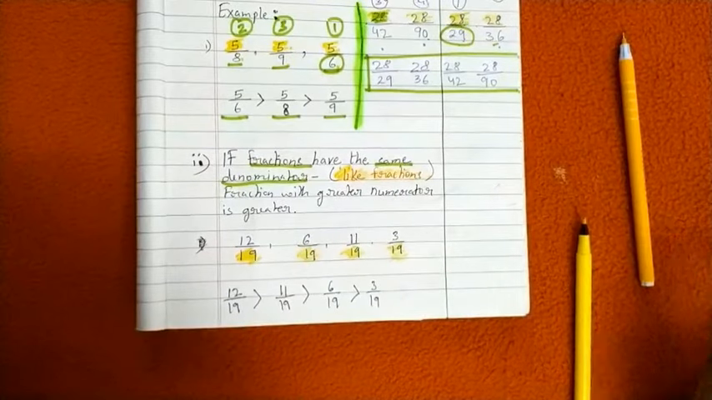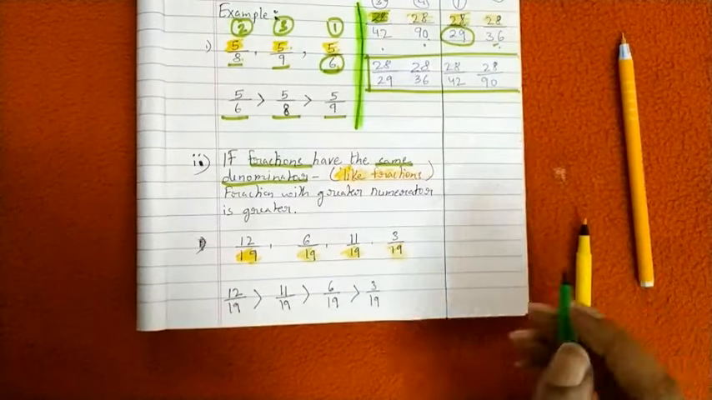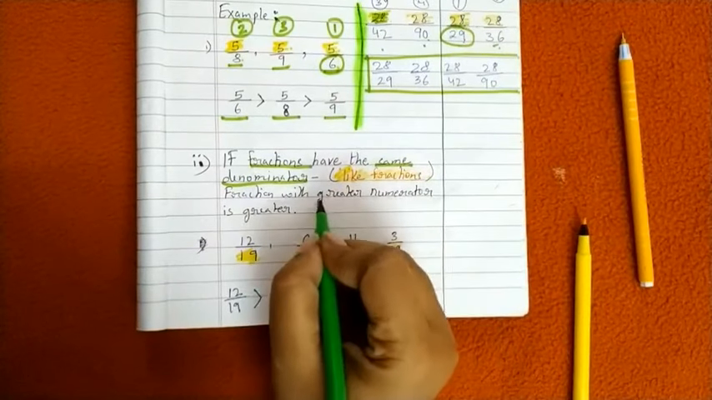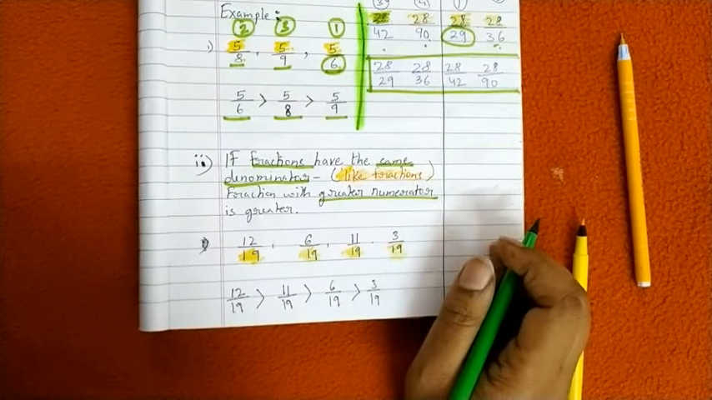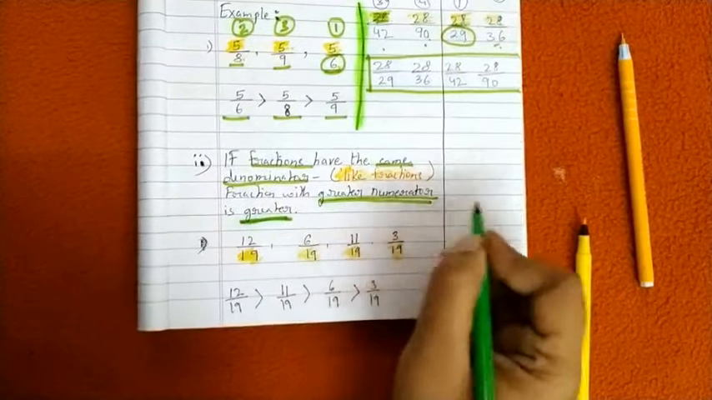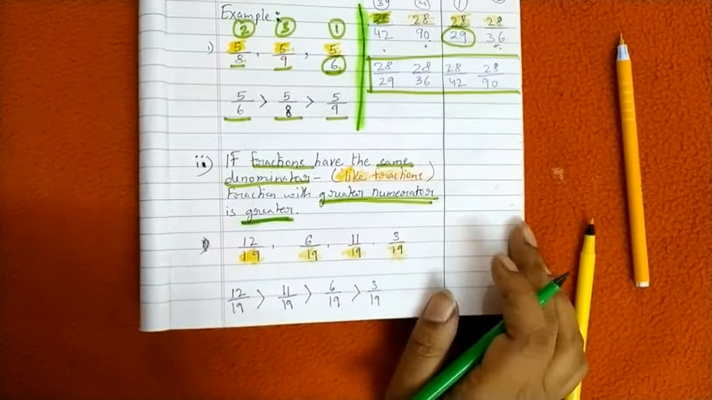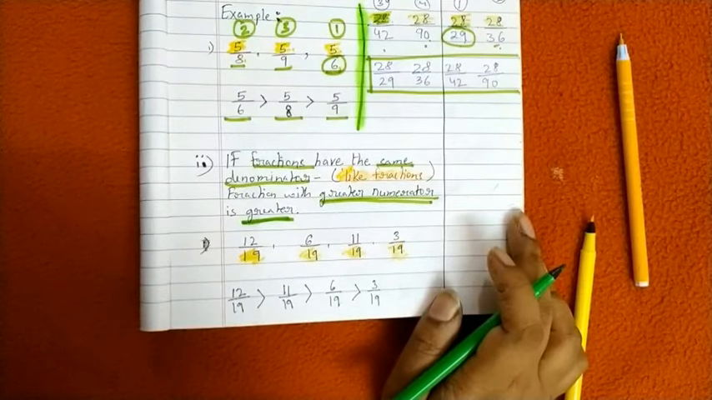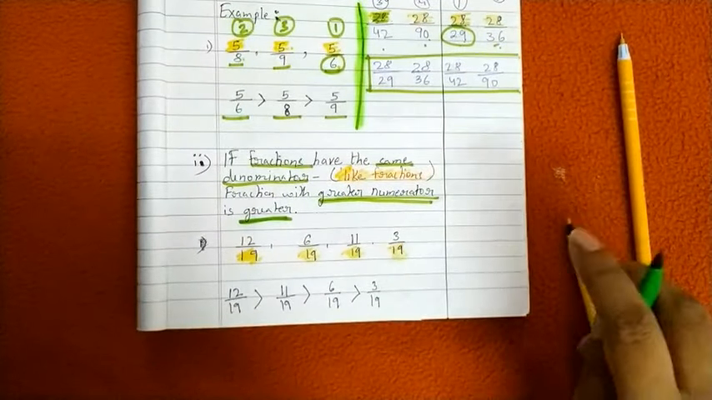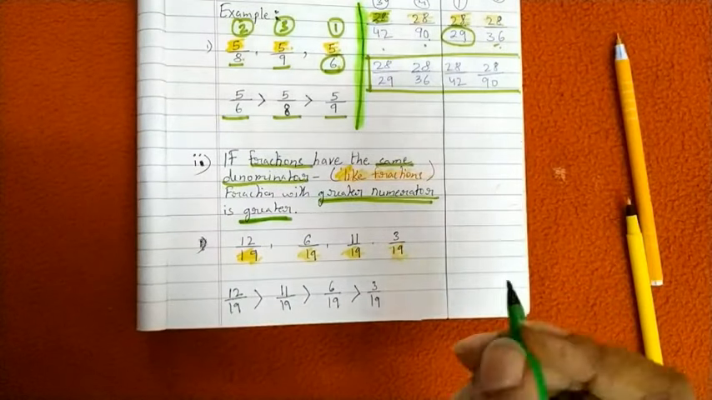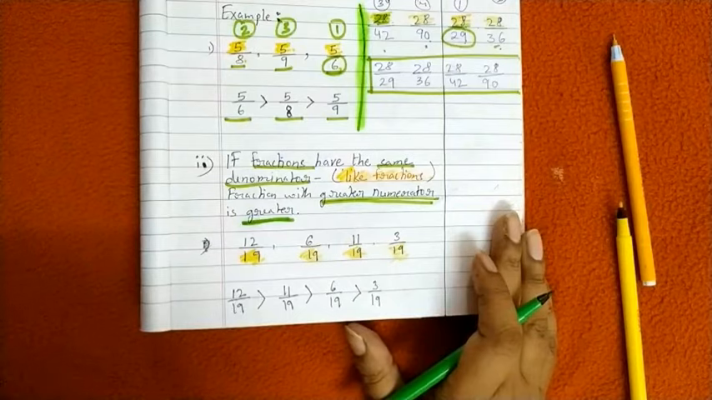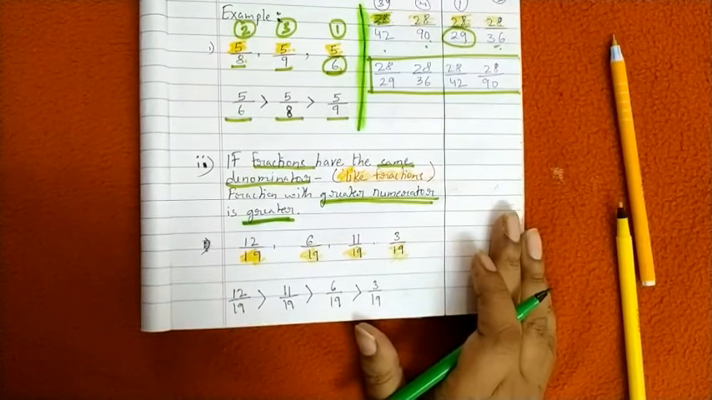When we are dealing with like fractions, what do you have to see? The numerator. The numerator having the greater value gives the greater fraction, if all the denominators are the same.